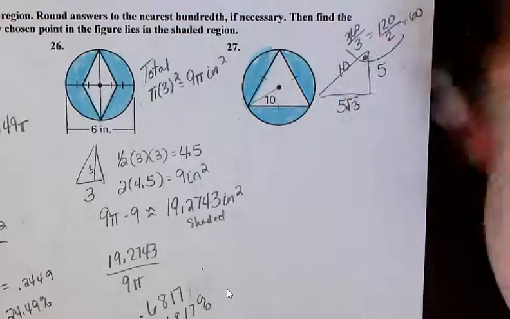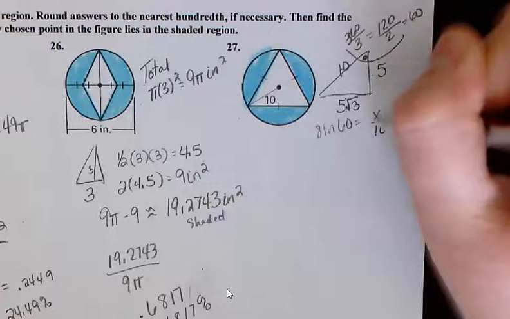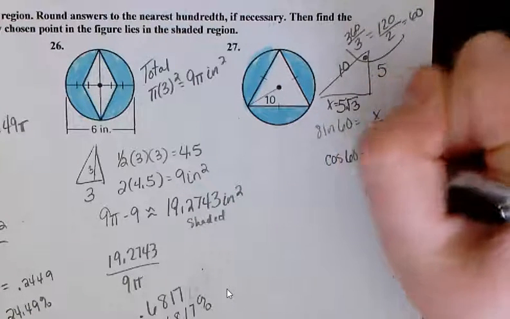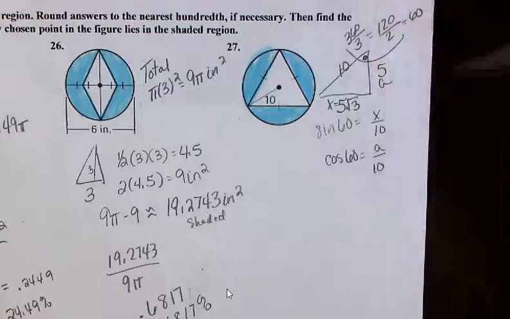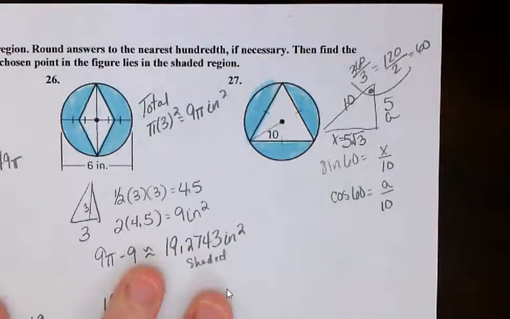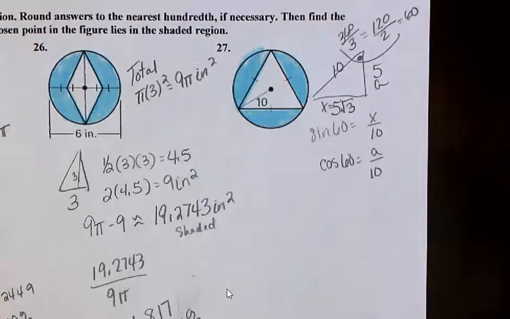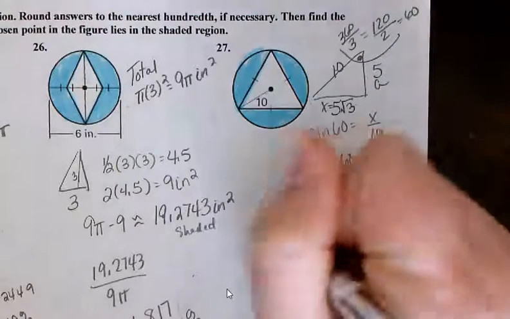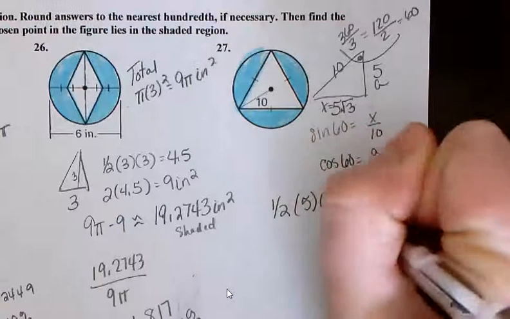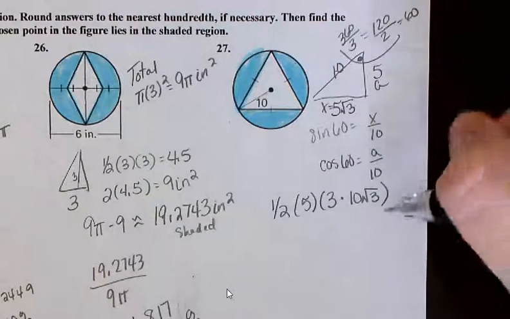Or you can do trig. If you did trig, you would have to do sine of 60 equals x over 10. This would be x. And cosine of 60 equals a over 10, and this would be your apothem. But because I know it's a special right triangle, I'm not going to do that. But if you were, that's how you would do it. So apothem is 5. Side length is going to be double this, so 1/2 times 5 times 3 sides times 10 square roots of 3, because if I double 5 square roots of 3, it's 10 square roots of 3.